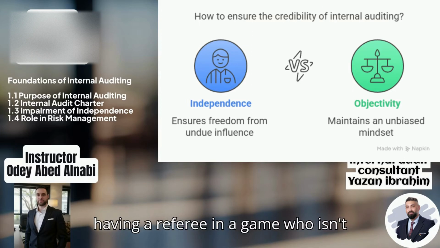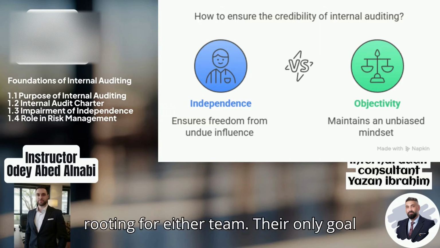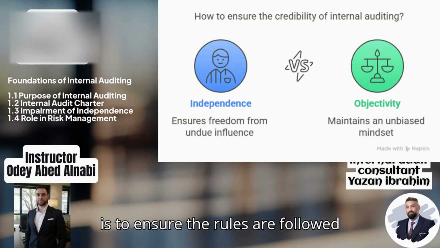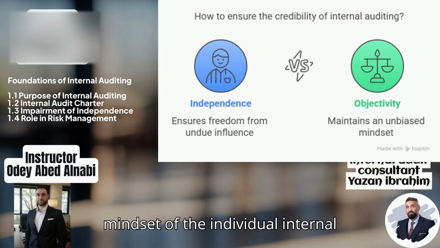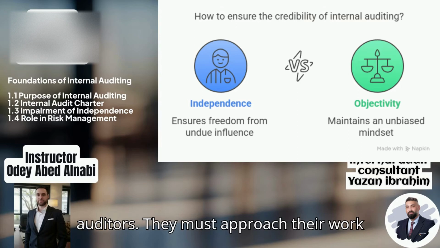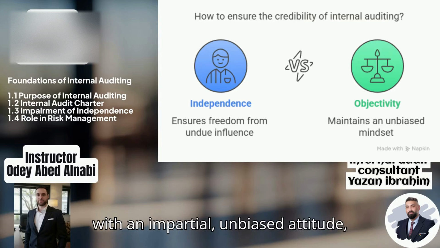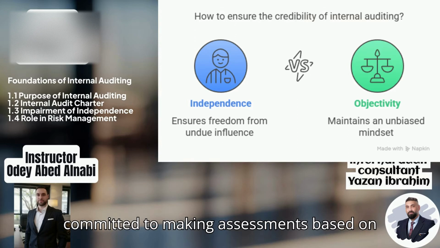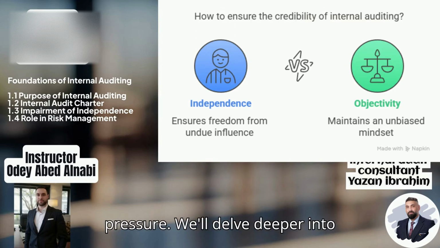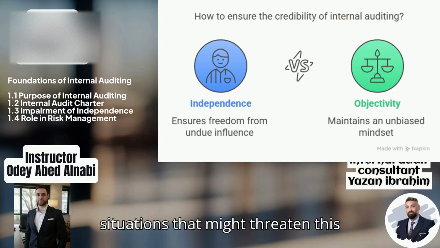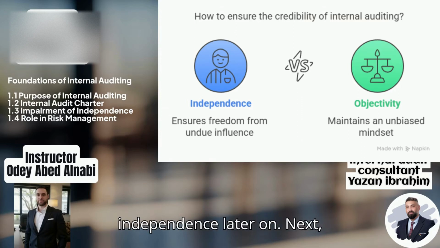Think of it like having a referee in a game who isn't rooting for either team. Their only goal is to ensure the rules are followed fairly. Objectivity refers to the mindset of the individual internal auditors. They must approach their work with an impartial, unbiased attitude, committed to making assessments based on evidence, not personal feelings or pressure. We'll delve deeper into situations that might threaten this independence later on.